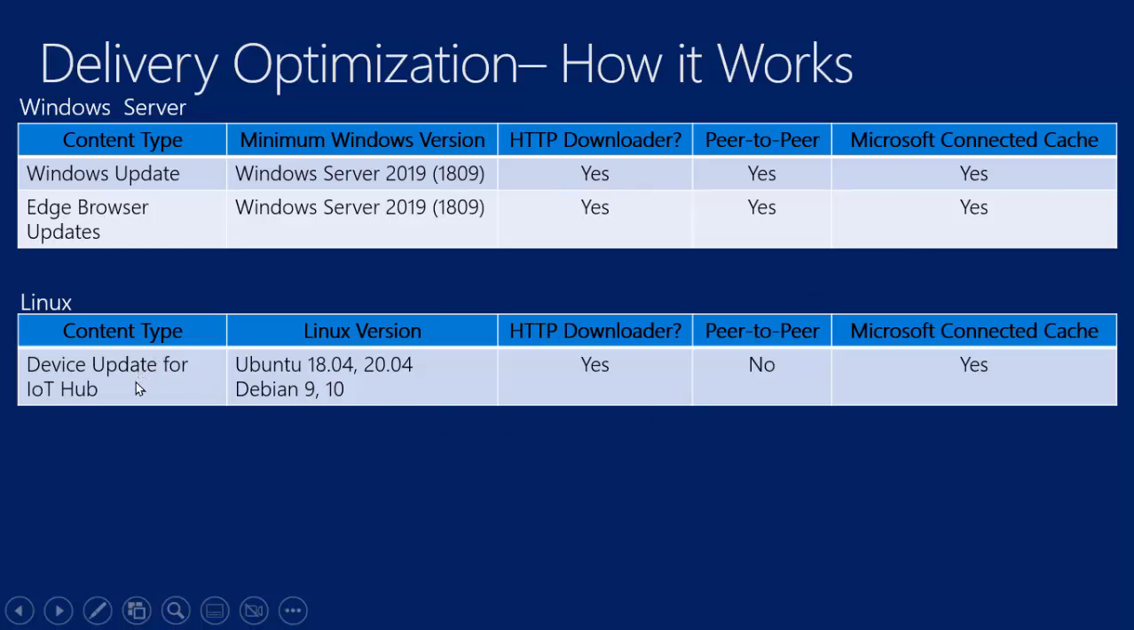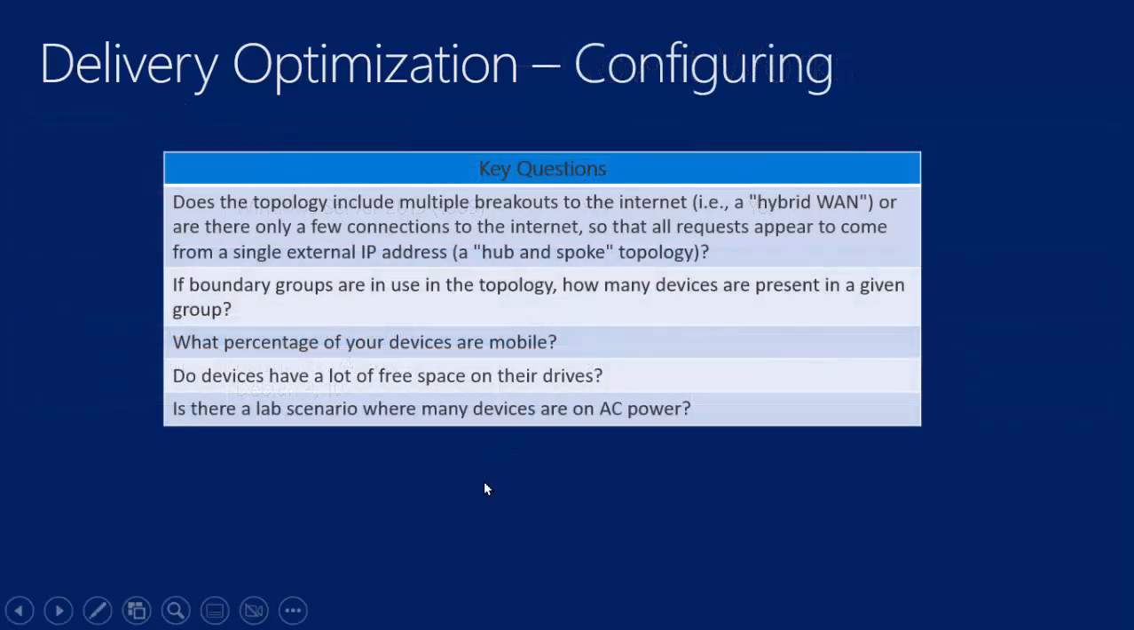For Linux, it's device updates for IoT Hub, and that's in preview, and only for HTTP download and Microsoft Connected Cache, right? So again, these are things you can look up yourself. I'm just putting them here for convenience, and so that you can have it in one place. All right. Now, other things, and we'll hit some of these real quick.